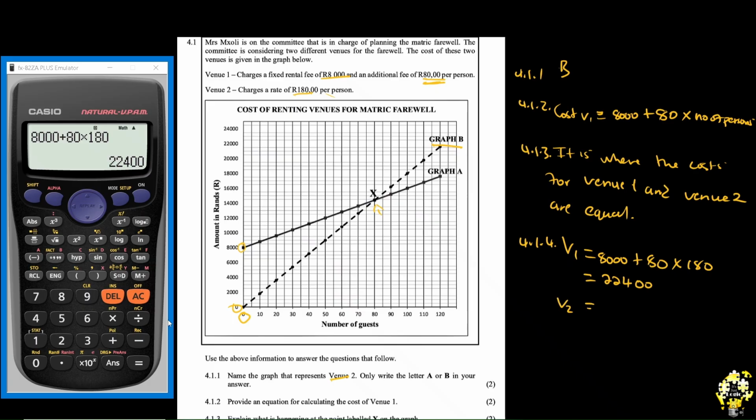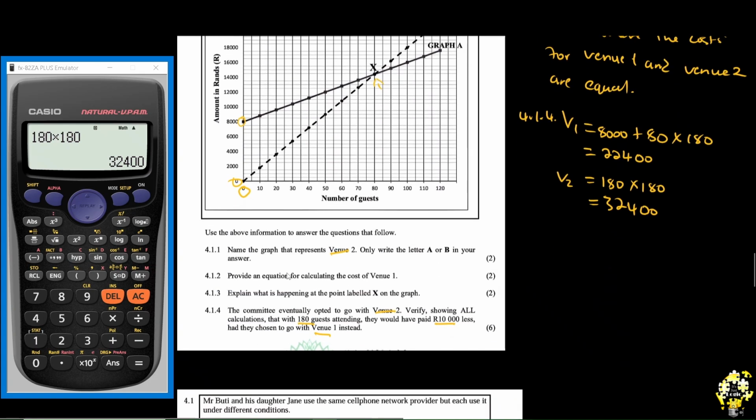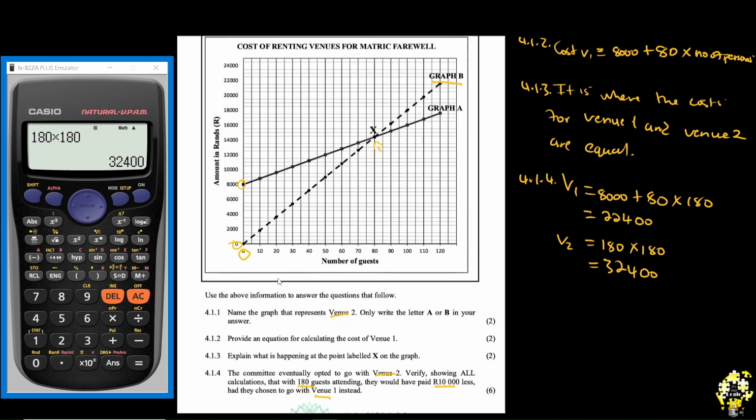Venue 2. The cost structure is simple for venue 2. How is it simple? Because you are just going to say 180 per individual multiplied by 180. Let's see. The irony. 32,400. Do you know why I'm saying the irony? The irony is the fact that venue 2's cost structure looks very simple and straightforward, and yet it is the one that costs a lot of money. A serious irony.